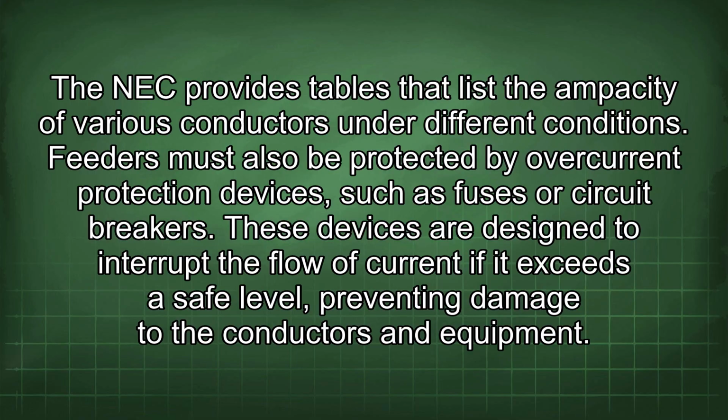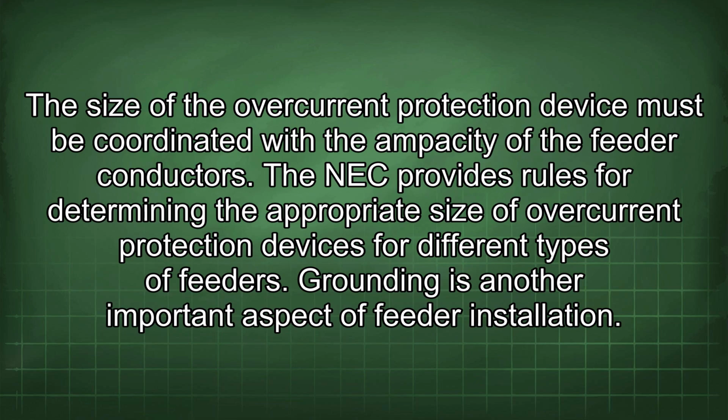Feeders must also be protected by overcurrent protection devices, such as fuses or circuit breakers. These devices are designed to interrupt the flow of current if it exceeds a safe level, preventing damage to the conductors and equipment. The size of the overcurrent protection device must be coordinated with the ampacity of the feeder conductors. The NEC provides rules for determining the appropriate size of overcurrent protection devices for different types of feeders.